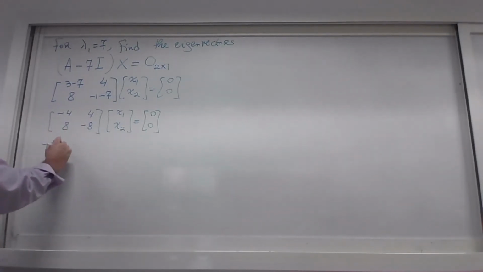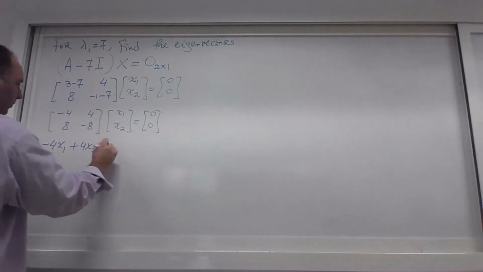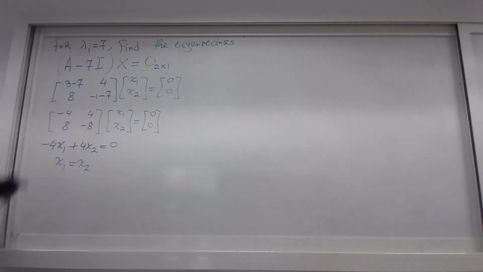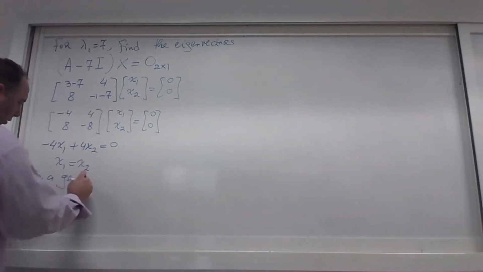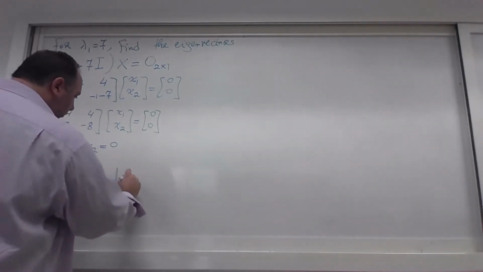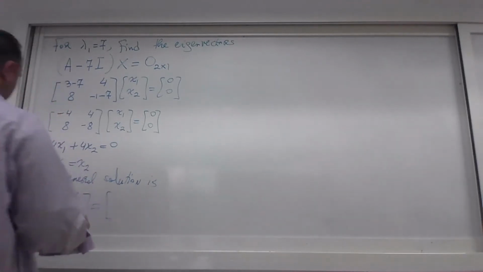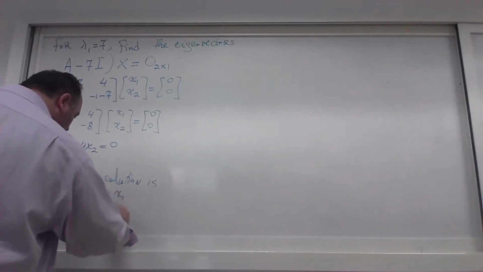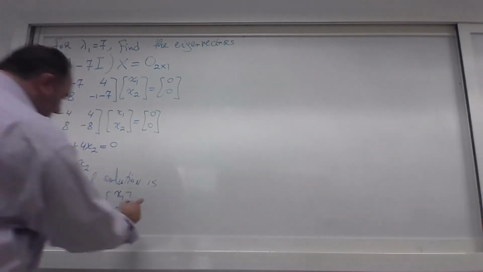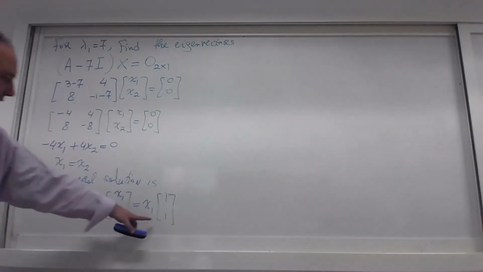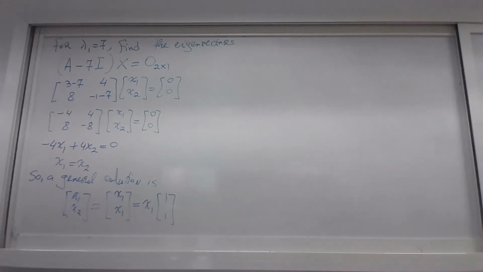So if I use the first one, I get something like this. This means that x1 is equal to x2. I don't need the other equation. The other equation is just minus 2 times the first, so not useful. So I have this, a general solution is x1, x2, so it is x1, x1, or x2, x2 as you like, they're both the same. So I can factor x1, I get the vector 1, 1. So the eigenvector associated with the eigenvalue 7 will be the eigenvector 1, 1.